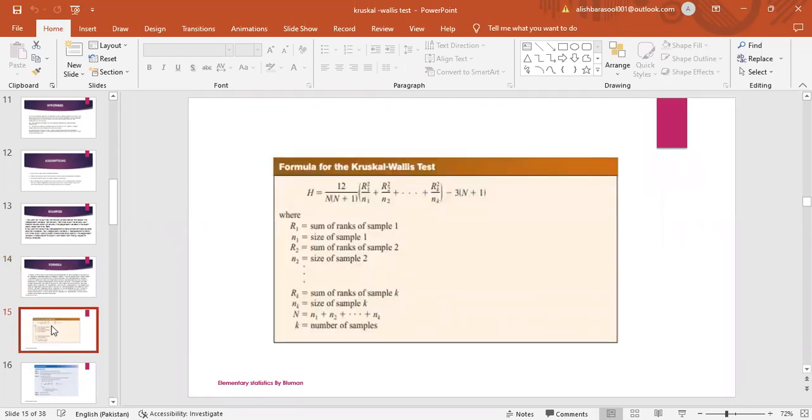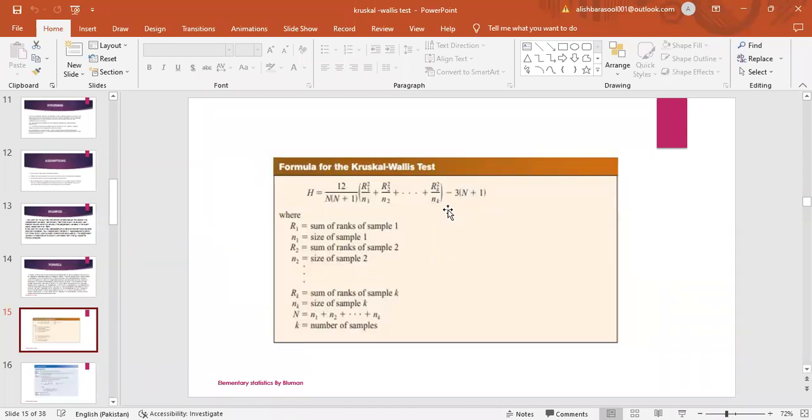Formula for the Kruskal-Wallis test. This is the formula we use for calculating the H statistic. H is equal to 12 over N times N plus 1, times R1 squared over n1 plus R2 squared over n2 plus up to Rk squared over nk, minus 3 times N plus 1.